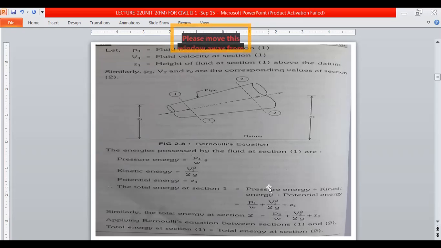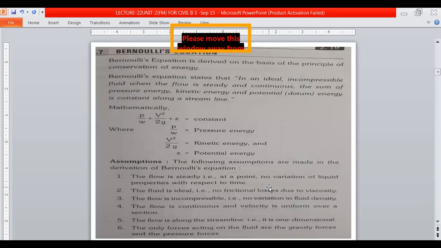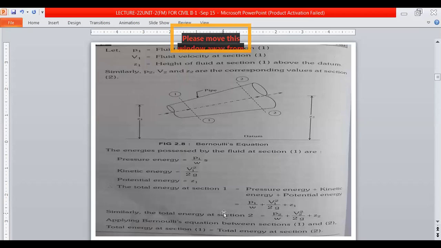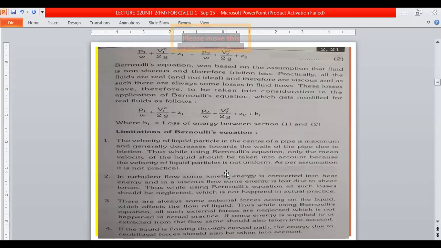Applying Bernoulli's equation between sections 1 and 2, the total energy at section 1 is equal to the total energy at section 2. As per the assumptions we mentioned, it should be steady and uniform. Therefore the total energy at section 1 is equal to the total energy at section 2. So equate section 1 to section 2: P1 by W plus V1 square by 2G plus Z1 is equal to P2 by W plus V2 square by 2G plus Z2. So this is the equation.